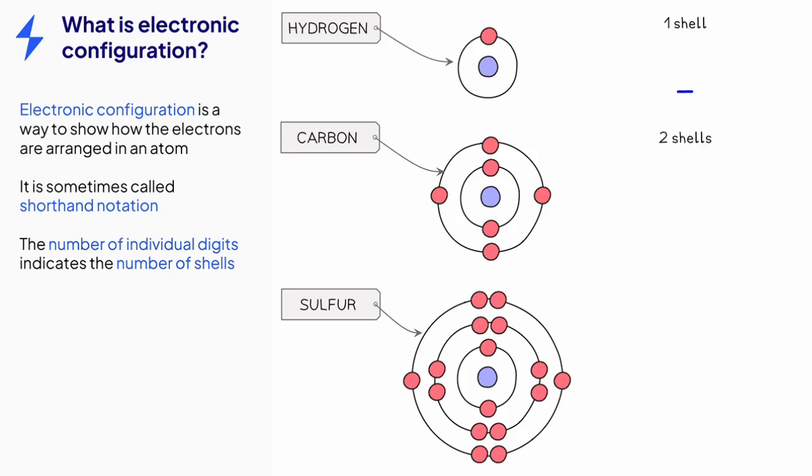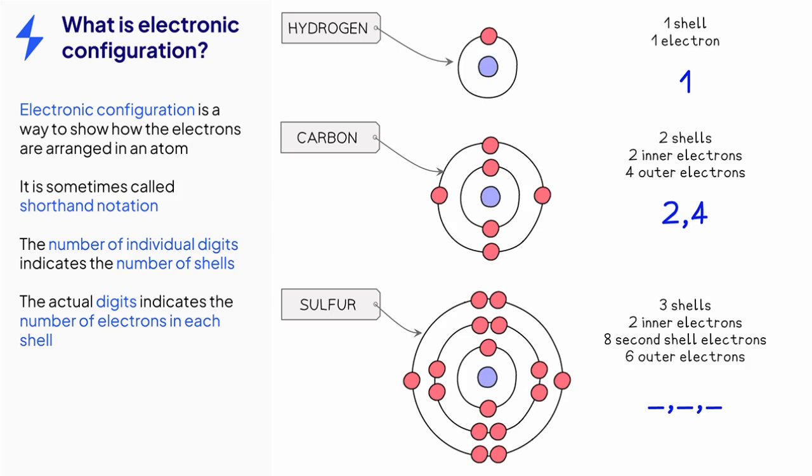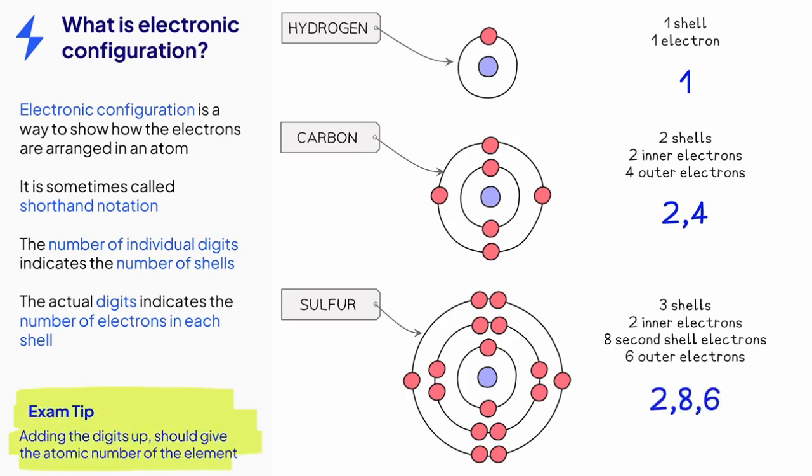Carbon has 2 shells, so it will have 2 digits. And sulfur has 3 shells, which means that it will have 3 digits. The actual digits tell you how many electrons are in each shell. Hydrogen has 1 electron, so it has an electronic configuration of 1. Carbon has 2 electrons in the first shell and 4 electrons in the second shell, so it has an electronic configuration of 2,4. Sulfur has 2 electrons in the first shell, 8 electrons in the second, and 6 electrons in the third shell, so it has an electronic configuration of 2,8,6. The digits should always add up to the atomic number.